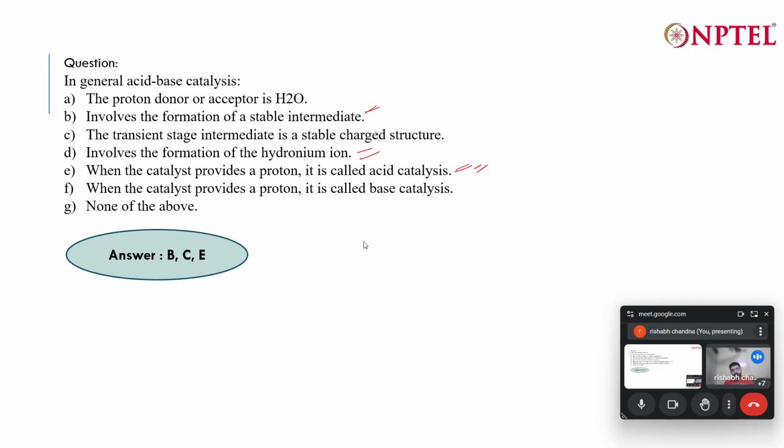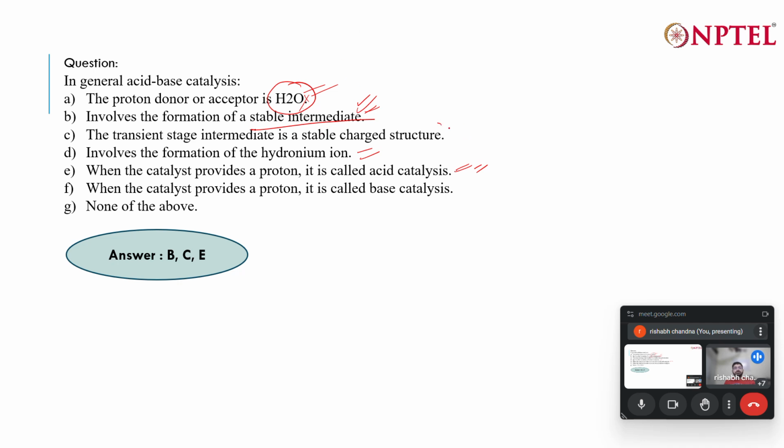Let's see the statements. The proton donor or acceptor is H2O? No, not every time. This can be any amino acid side chain or the catalyst that can be involved. So this is not the correct statement. Involves the formation of a stable intermediate? Yes, this involves the formation of a stable intermediate. The transient intermediate is a stable charged structure.